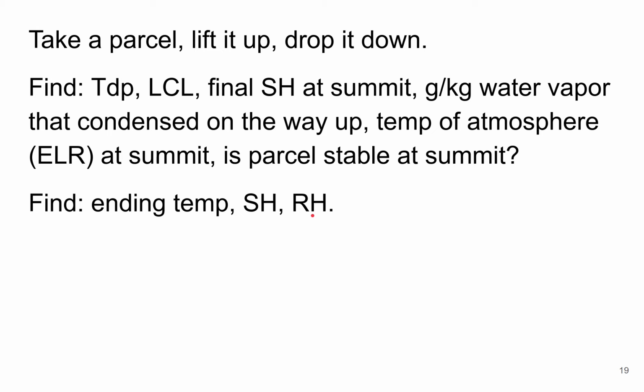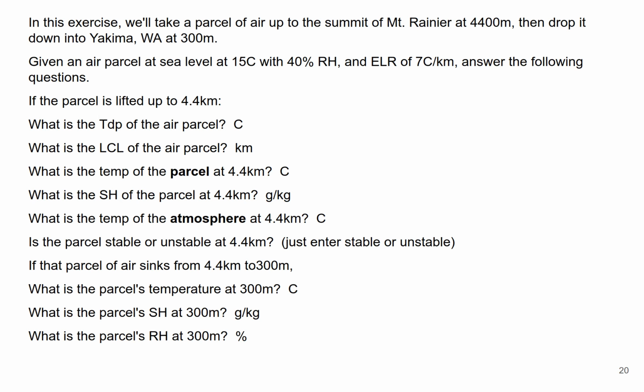So this is mimicking the rain shadow effect. For example, on the east side of the Sierras, as the air goes up and over the Sierras, it expands, it cools, rain falls in the Sierras, but then on the east side, there's no rain left, so it's dry. All right, in this exercise, we'll take a parcel of air to the summit of Mount Rainier at 4.4 kilometers, then drop it down to Yakima at 300 meters above sea level.